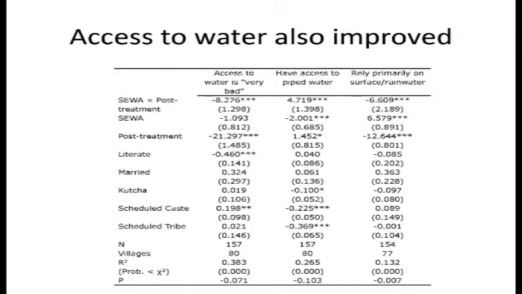And what you do find then is that in treatment villages, post-treatment, there's a significantly smaller probability that individuals or women are identifying the water situation as very bad. On the other hand, there's a significant positive impact in terms of having access to piped water. And there's also a significant negative effect in terms of the reliance on surface and rainwater. So it seems like there's actually also an improved water situation in these treatment villages post-intervention.